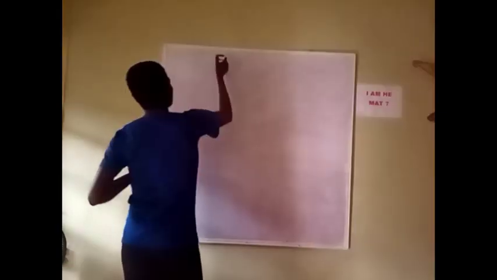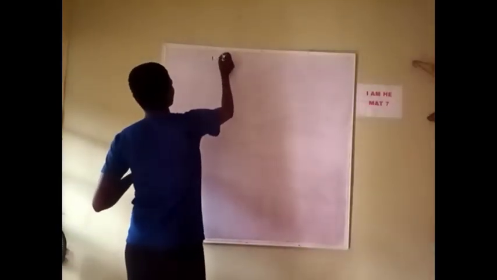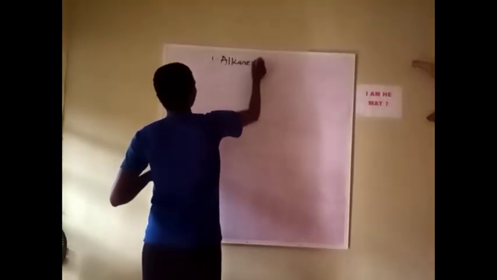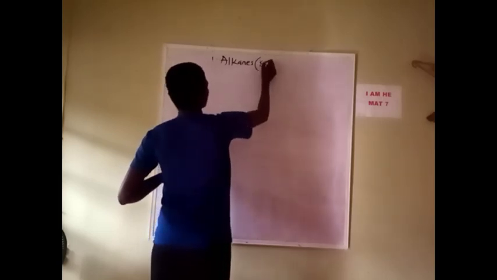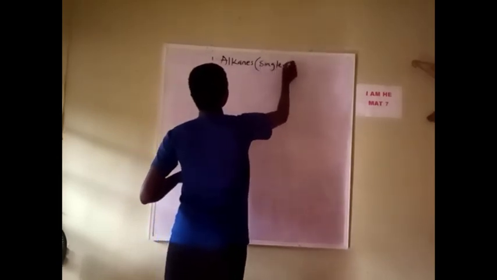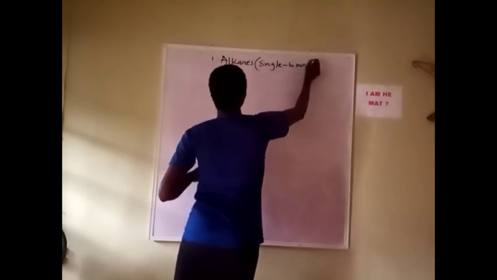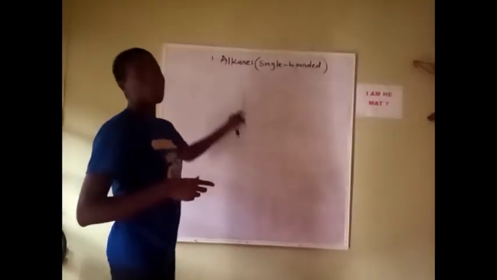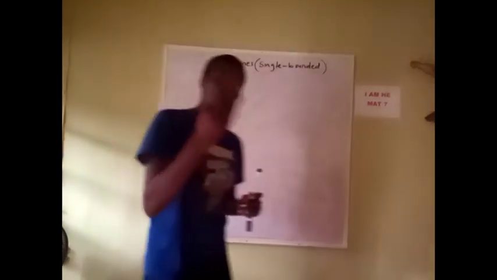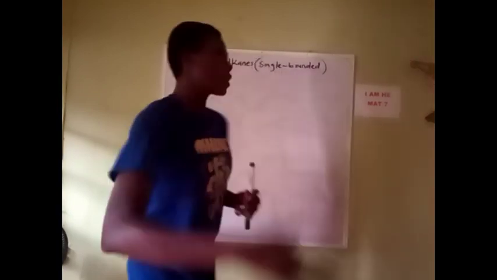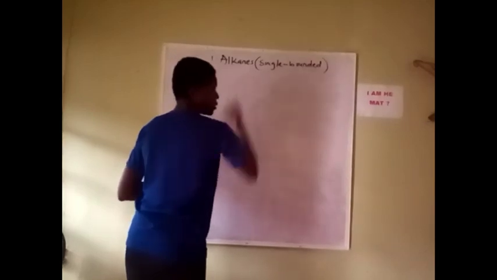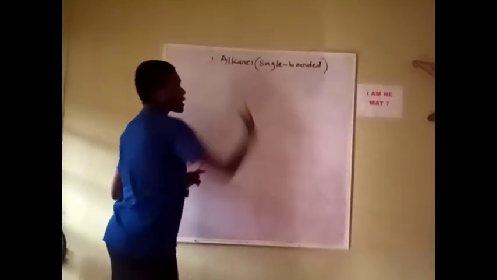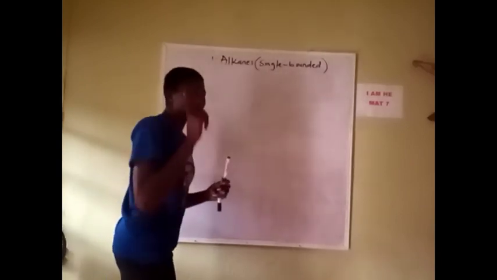Now, for the first one, the first homologous series is what? We have the alkanes. Like I said, they are what? Single bonded. Okay. And the simplest alkane is what? The methane. The methane is the simplest alkane. You understand? So now, how do we know that an organic compound is an alkane?